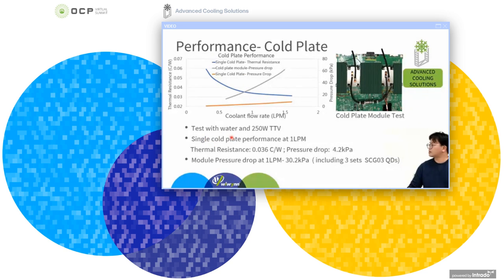We also tested the cold plate design in a serial configuration with no quick disconnector, because we plan to implement the cold plate module in a one-use break cold system. So we can see the pressure drop will go up to 30 kPa at 1 LPM. And why do we plan to add the internal quick disconnect between the two cold plates? This is considered another design factor here.